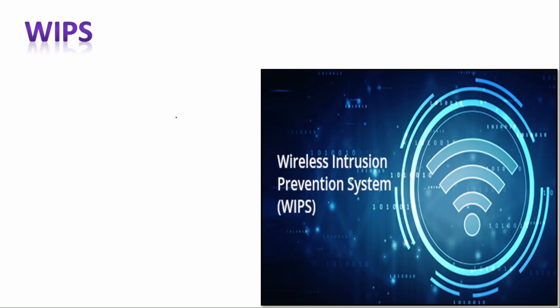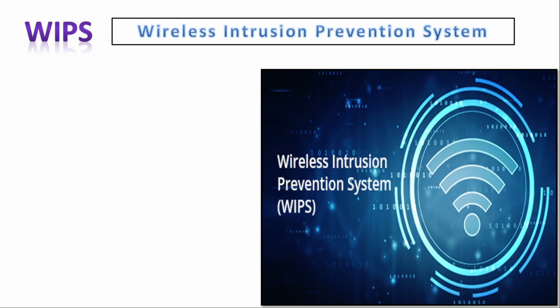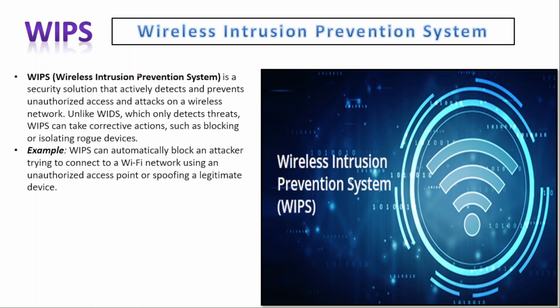WIPS, that is Wireless Intrusion Prevention System. So WIPS, or Wireless Intrusion Prevention System, is a security solution that actively detects and prevents unauthorized access and attacks on a wireless network. Unlike WIDS, which only detects threats, WIPS can take corrective actions such as blocking or isolating rogue devices. Example, WIPS can automatically block an attacker trying to connect to a Wi-Fi network using an unauthorized access point or spoofing a legitimate device.